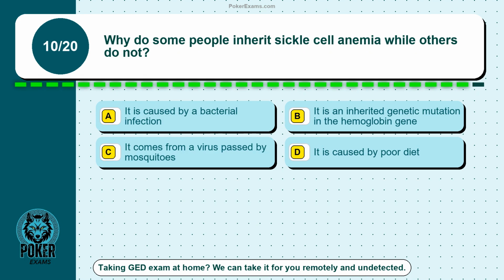Question 10. Why do some people inherit sickle cell anemia while others do not? Option A. It is caused by a bacterial infection. Option B. It is an inherited genetic mutation in the hemoglobin gene. Option C. It comes from a virus passed by mosquitoes. Option D. It is caused by poor diet.